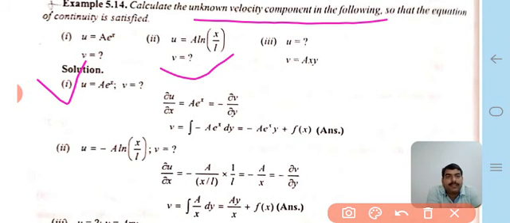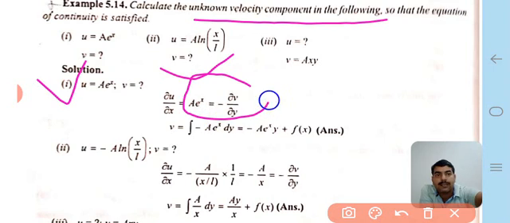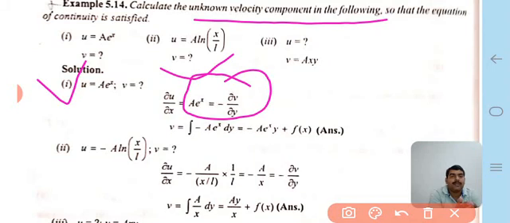Therefore v is equal to how much? Putting this value, this terminology we have taken, v is the integral of minus a e to the power x multiplied by dy. Therefore, solving these equations, this is minus a e to the power x into y plus f(x), that is the answer.